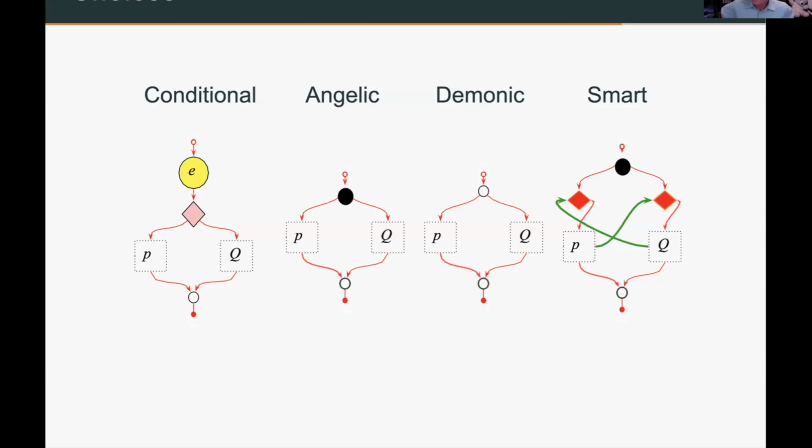The red diamond asks whether the green arrow is live or not. The green arrow turns live only if control reaches it, and this tests the control. If it's live, you go down, and if it's not live, you go to the right. And once a wire is live, it stays live.